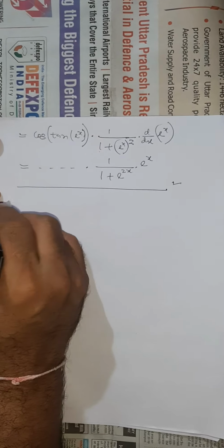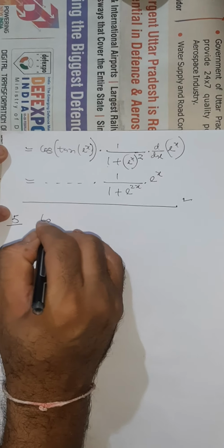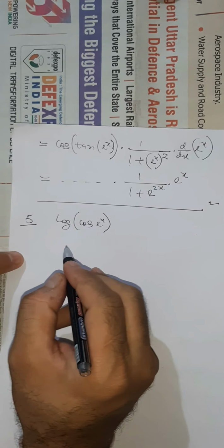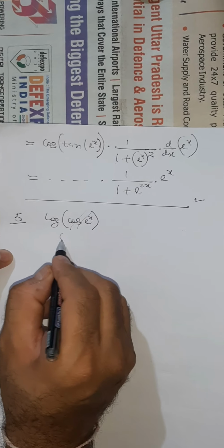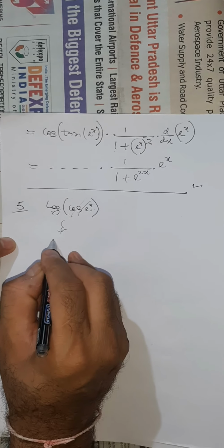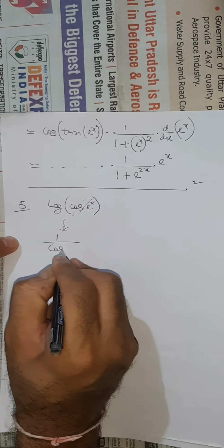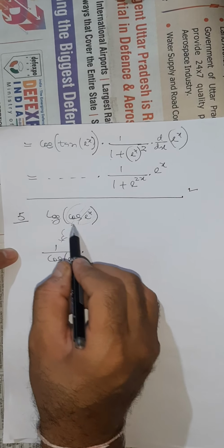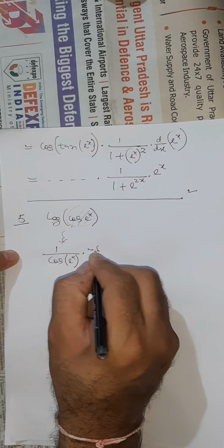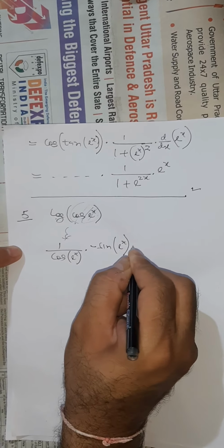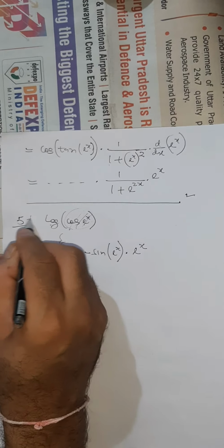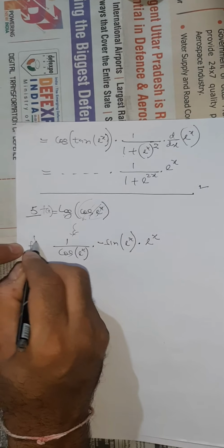Next question, the fifth one. Question number 5. You are given log of cos of e raised to x. So same way, imagine this as x. What's the derivative of log x? 1 upon x. So 1 upon cos of e raised to x into now the differentiation of this portion. Imagine this as x. So it is minus sine of e raised to x into the derivative of e raised to x, which is e raised to x. If I call this f x, then this is f dash x.